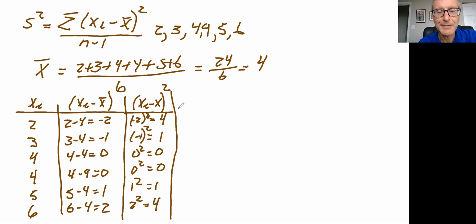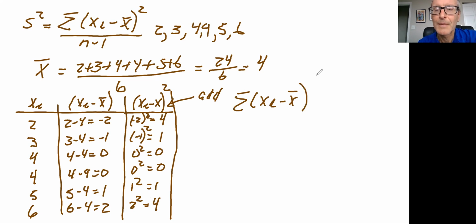So then the next step is take this column and add them together. If you do that, that is doing this in the equation. So when you do that, you get 4 plus 1 plus 1 plus 4. I didn't put the zeros in there, and you get 10.